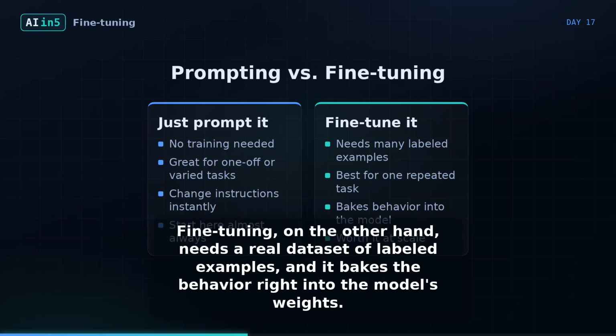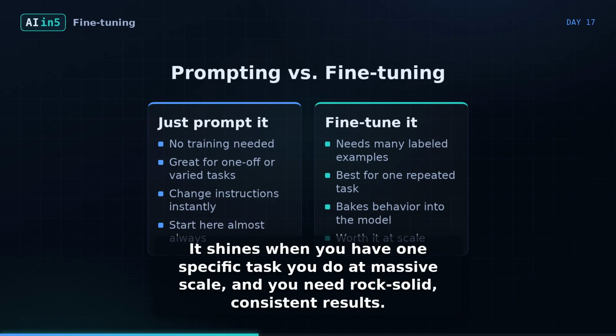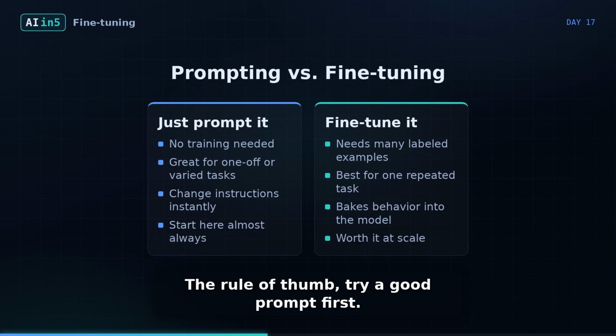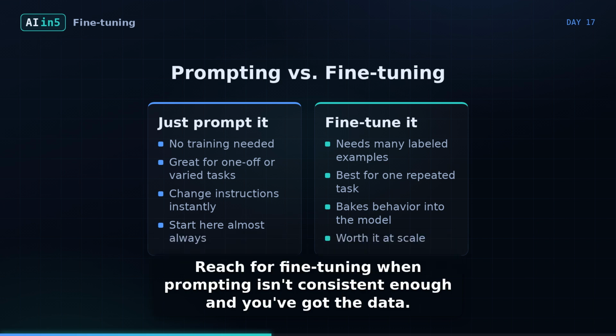Fine-tuning, on the other hand, needs a real data set of labeled examples, and it bakes the behavior right into the model's weights. It shines when you have one specific task you do at massive scale, and you need rock-solid, consistent results. The rule of thumb, try a good prompt first. Reach for fine-tuning when prompting isn't consistent enough and you've got the data.